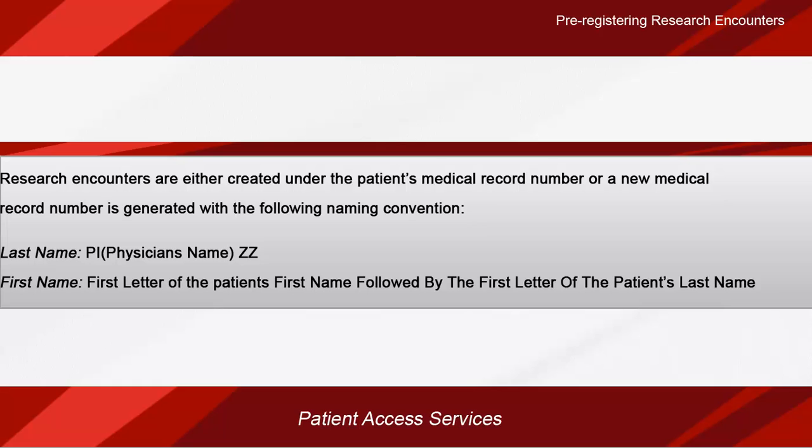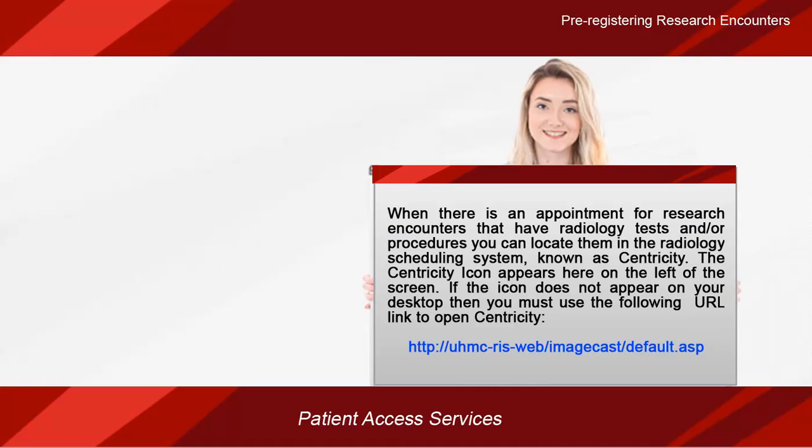Research encounters are either created under the patient's medical record number, or a new medical record number is generated with the following naming convention. Last name, PI, which stands for Principal Investigator, followed by the physician's name, followed by a space and the letters ZZ. First name, the first letter of the patient's first name, followed by the first letter of the patient's last name.